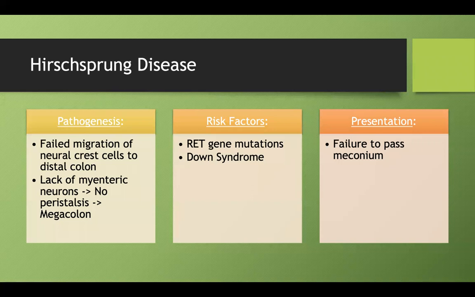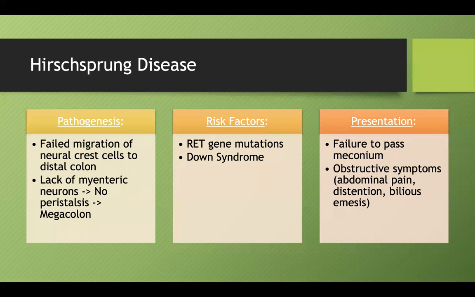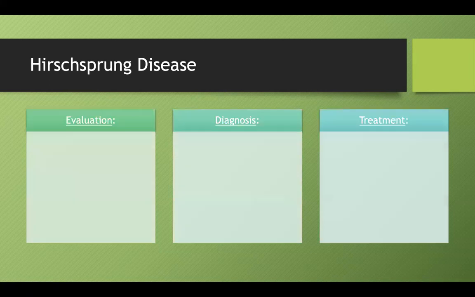This can also present as a failure to pass meconium. You'll get obstructive symptoms like you'd expect, abdominal pain, distension, and bilious emesis. And then you might get chronic constipation as well. Sometimes they'll give, I don't know if they give it too often on tests, but I think I had a practice problem where a child had chronic constipation and he ended up having partial Hirschsprung as the answer.